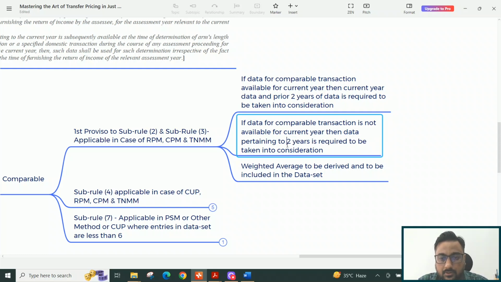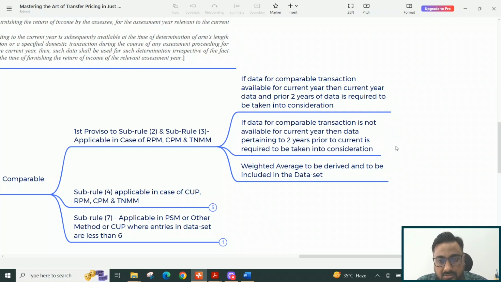So 2 years prior to the current year is required to be taken into consideration, correct? Now, in case you are doing a benchmarking analysis for financial year 22-23, the basic provision says you need to analyze the data of 22-23, but if the data is not available for 22-23, then you have to go back to 21-22 and 20-21 and take that data. So that is what this rule and provision says.